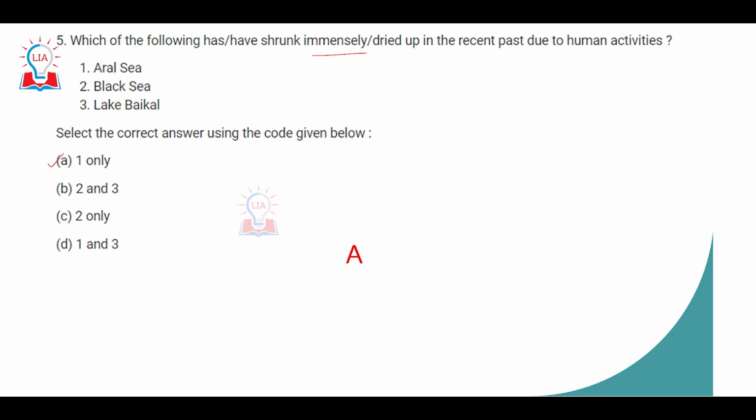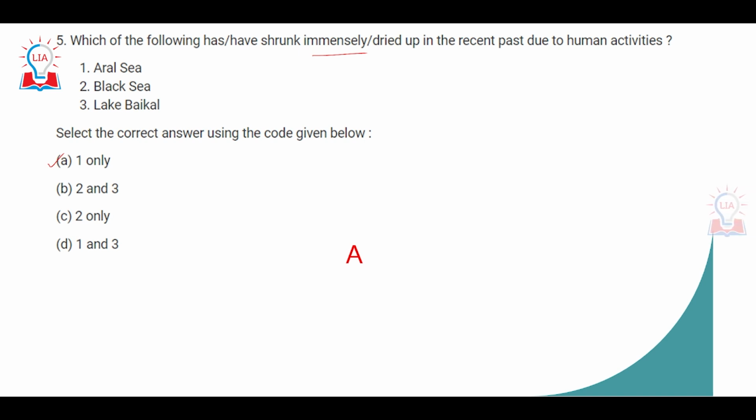Black Sea, obviously, there is no problem of aridity in the Black Sea areas, and also there are no such human factors in play in the Black Sea region that can cause its drying up. Black Sea has not lost its area. On the other hand, Aral Sea has dried up to a significant extent. More than 90% of the original water that Aral Sea used to have has been completely dried away.